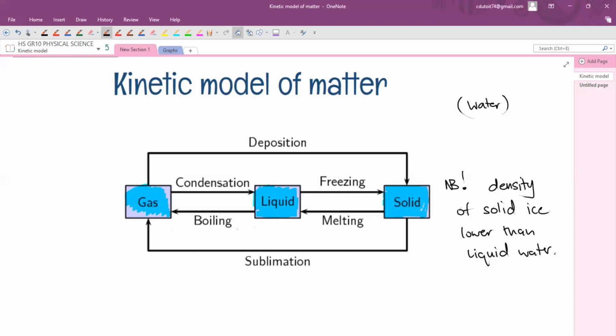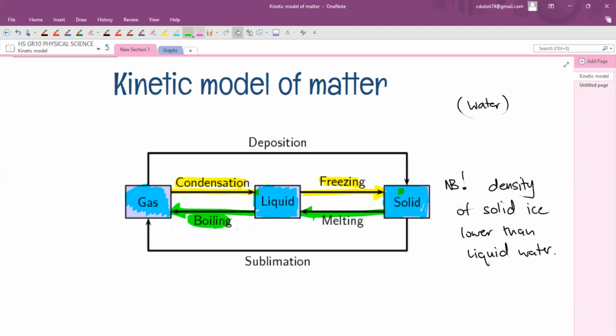Okay, then the other things that you have to know are these words. If gas becomes a liquid, it's called condensation. If a liquid becomes a solid, it's called freezing, but that's kind of obvious. If a liquid boils and forms a gas, it's called boiling. If a solid melts and becomes a liquid, that process is called melting.